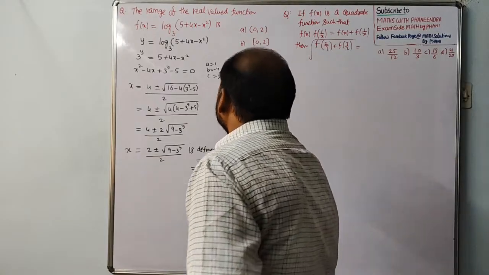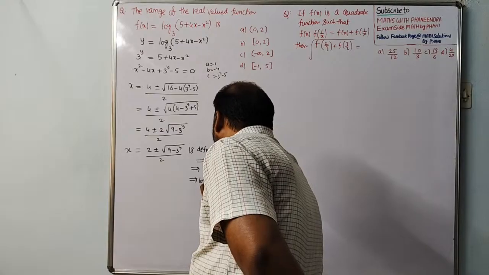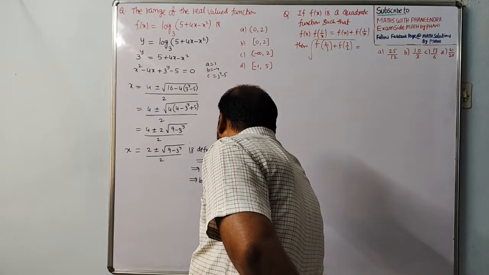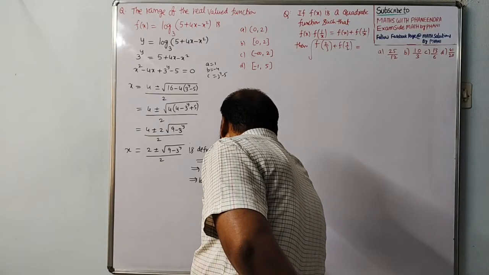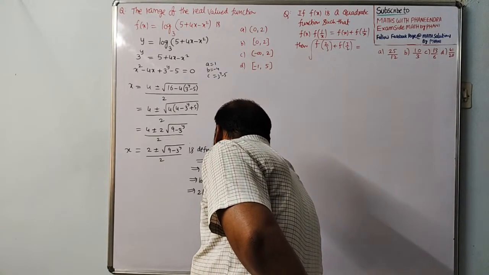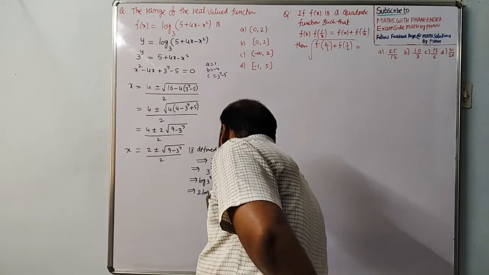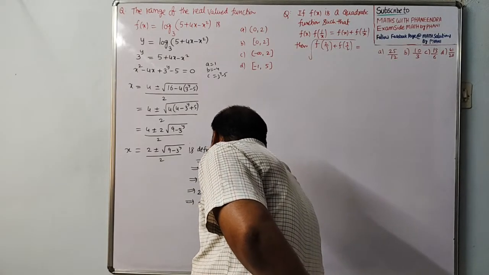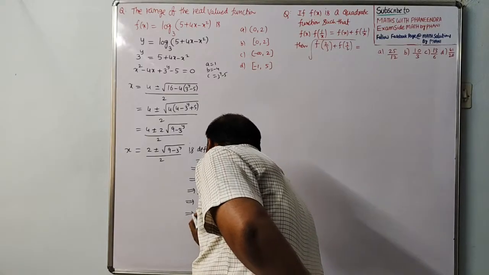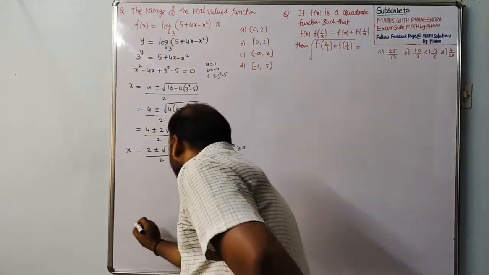Taking log on both sides. So log 3 square is greater than or equal to log 3 power y. So 2 log 3 is greater than or equal to y log 3. On both sides log 3 gets cancelled. 2 is greater than or equal to y. That implies y is less than or equal to 2 only, no? So y is less than or equal to 2.